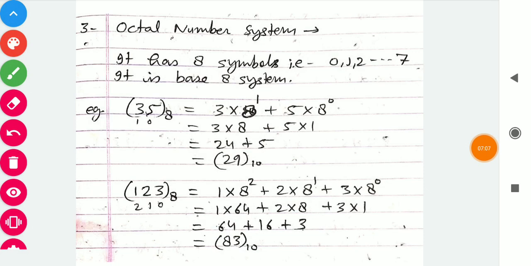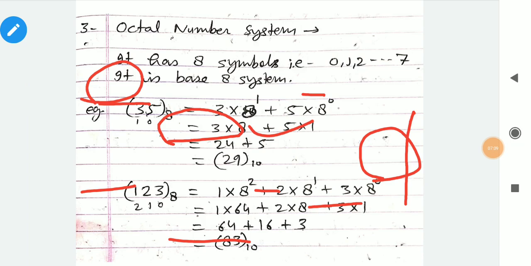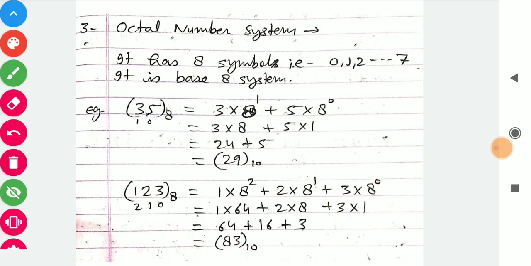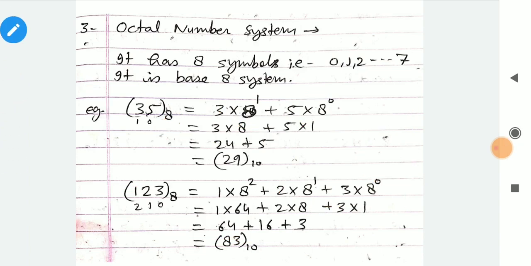Now coming to the next number system, that is the octal number system. Octal means 8. It has 8 different symbols to represent any number in the octal number system, and these symbols begin from 0 to 7, which means there are a total of 8 symbols used in this number system. It is called the base 8 system because it contains 8 different symbols to represent any number.